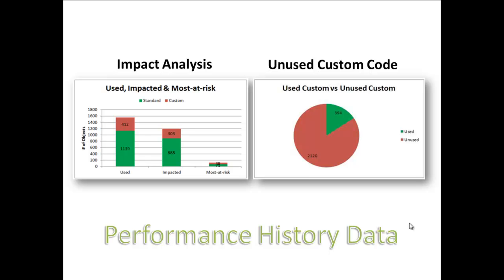Many LiveCompare deliverables depend upon performance history data from production. Impact analysis and unused custom code are two examples. In impact analysis, we take a look at all of the used transactions and programs, and also WAPA objects and Fiori apps, both custom and standard.